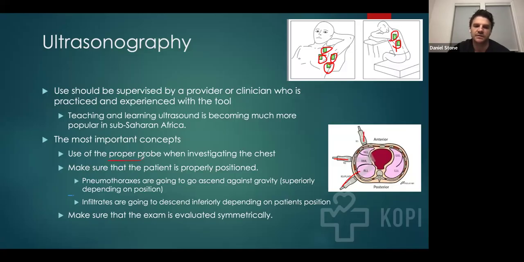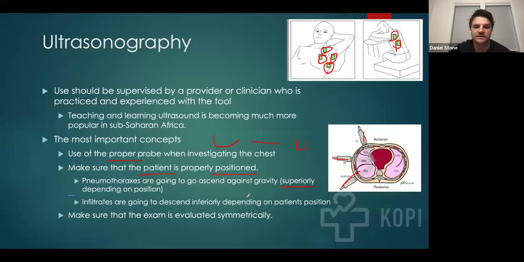You want to make sure that you use the proper probe. You can use any of the probes, actually. You can use the curvilinear, you can use the linear, or you can use the cardiac probe. You just want to make sure that if you're doing it, you use the lung setting, because the lung setting is a very specific type of ultrasound that the machine is using and that the machine is actually sending into the lung. You also want to make sure that the patient is properly positioned, and that if the pathology that you're looking for is present, that the patient is positioned so that you will be able to actually see it.